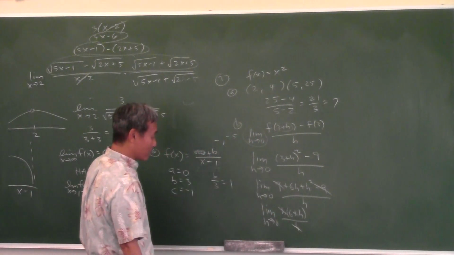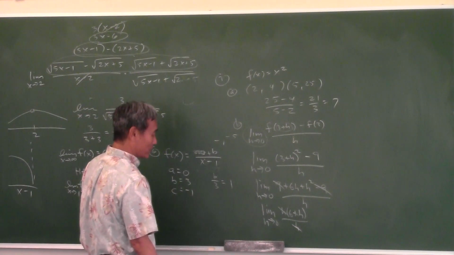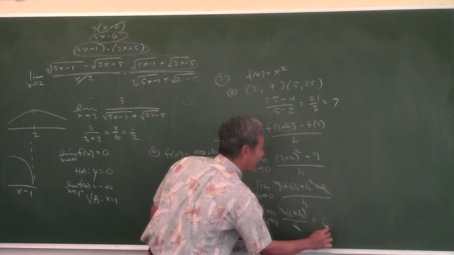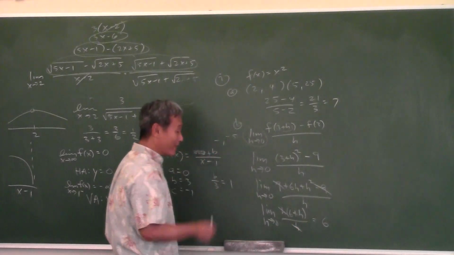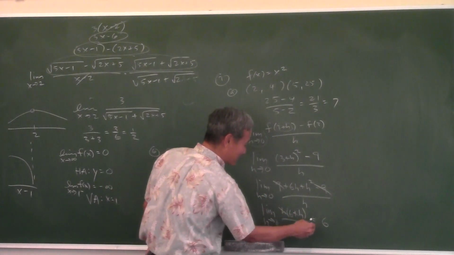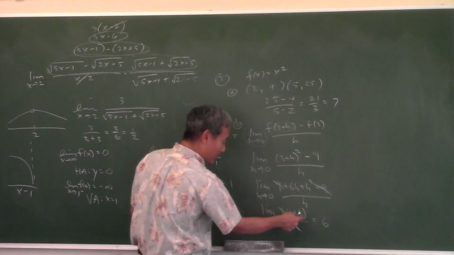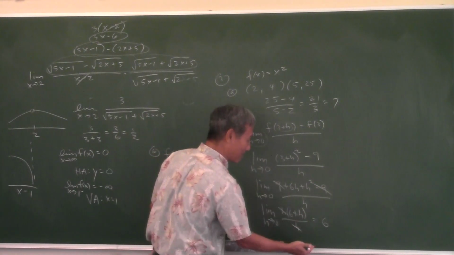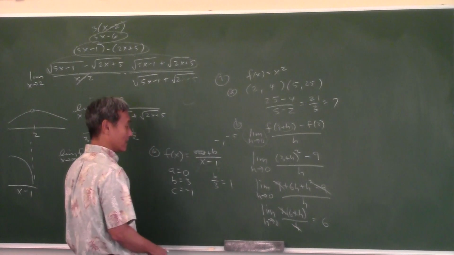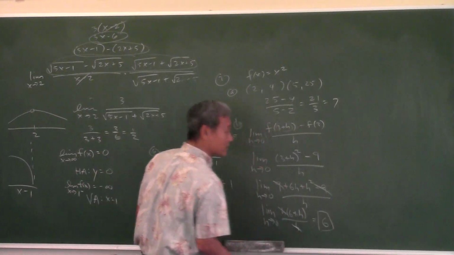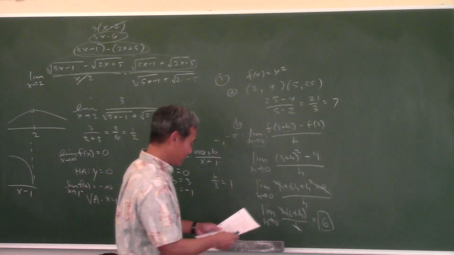Now, can I plug in 0 for h? Yes, and what do you get? Now watch. The answer is 6. Every single year, I see this next step. It says limit h approaches 0, 6. No. When you actually plug in the number for h, then you're applying the limit. The answer is just 6. This is the slope of the tangent line. That's what it is. Okay.